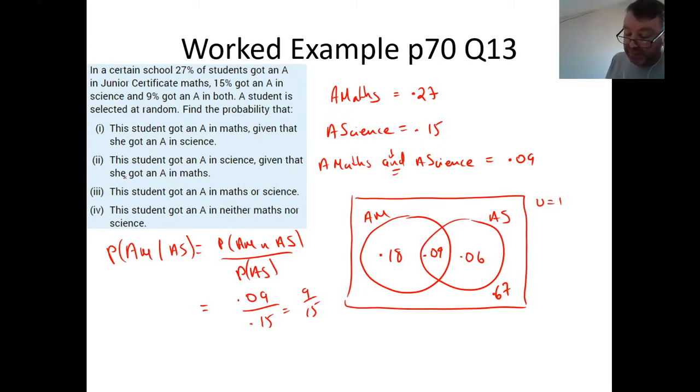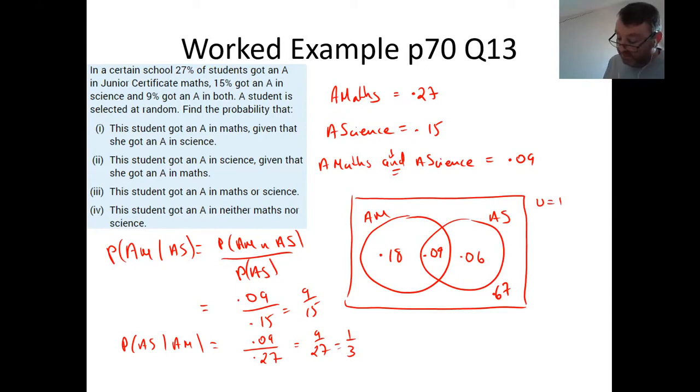Okay, the next one. This student got an A in science given that she got an A in maths. So the probability of an A in science given that she got an A in maths. What does that give me? Now again, we're dealing with an A in maths first of all. So an A in maths is 0.27, and then the overlap with science is 0.09, which is 9 over 27, which is 1 over 3.